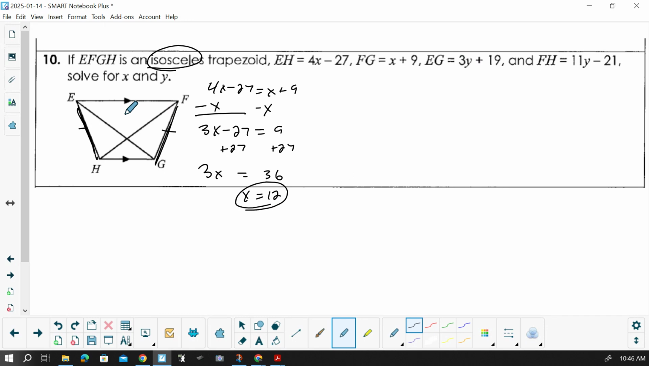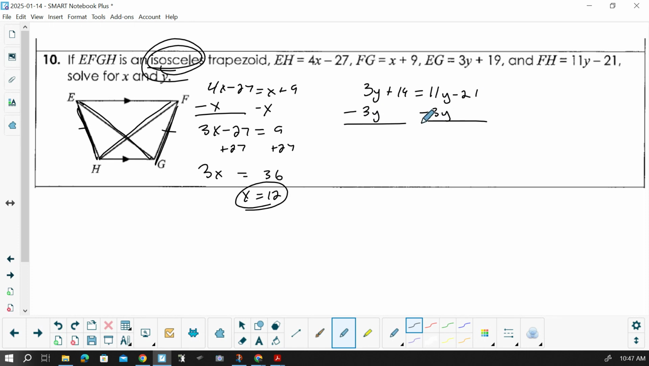All right, now let's see. EG is a diagonal. FH is a diagonal. Well, the diagonals in an isosceles trapezoid are equal, so that means these are also equal. Plus 19 equals 11y minus 21. I'm going to subtract 3y. And I'll go ahead and skip a step here and just, if I'm subtracting 3y from this side, I'm going to add 21.